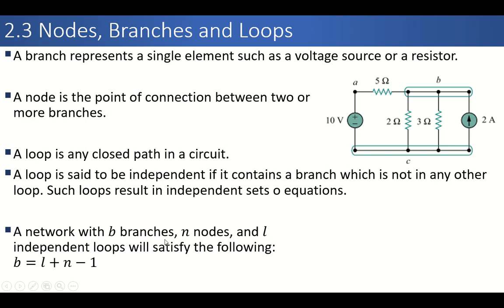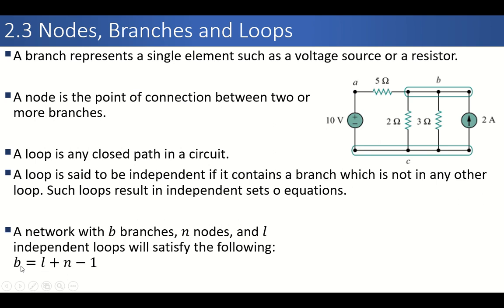In a network with B branches, N nodes and L independent loops, the following equation is satisfied: B is equal to L plus N minus 1. So this is an equation from graph theory, that if we have B branches, L number of independent loops and N number of nodes or points, then B will be equal to L plus N minus 1. So in this case, since the number of branches is 1, 2, 3, 4, 5, so 5 should be equal. Number of independent loops is 1 and 2, and number of nodes is 1, 2 and 3.